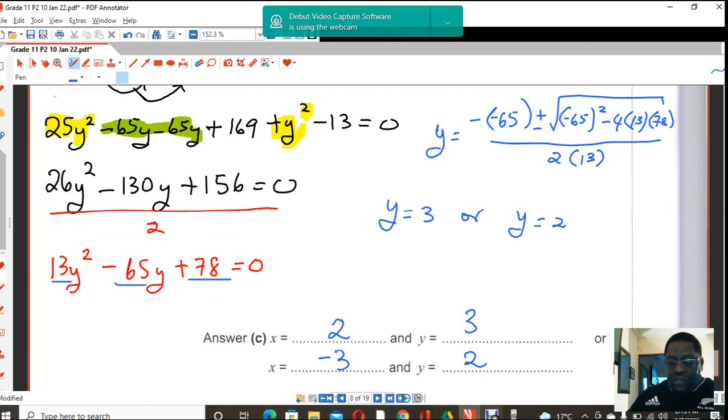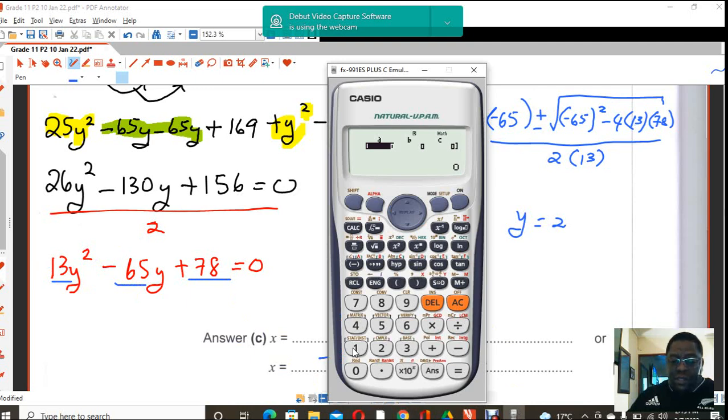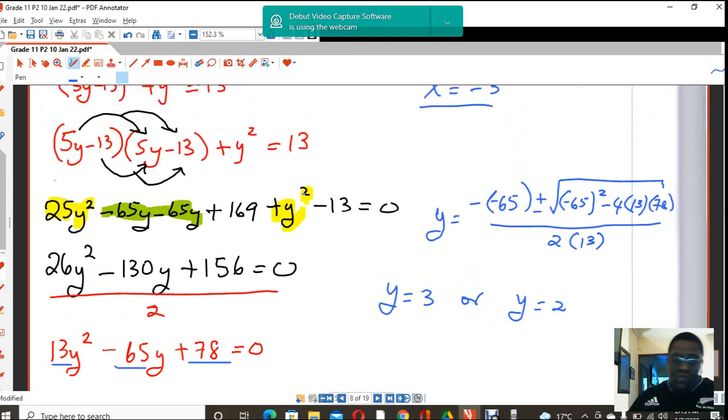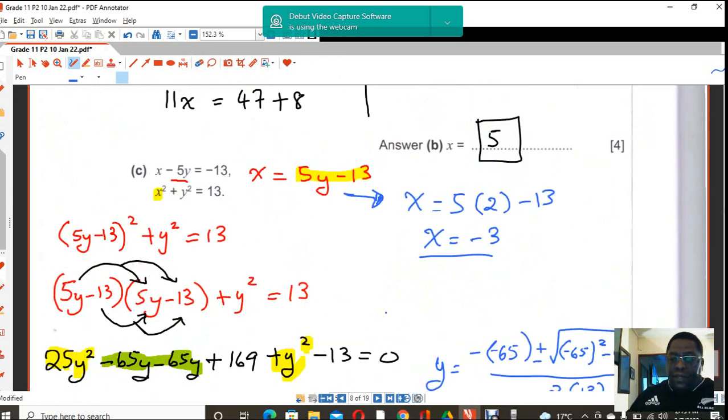Okay, so I'm going to use the calculator, and a is 13 equal to, b is minus 65 equal to, c is 78 equal to, and it's going to give me the two values. They will say one value is 3. Surely y equals 3. Okay, variable doesn't matter. The other one should be 2. So that's how I get it. If you use this calculator, no need to show all of that. But again, please, you are supposed to show all your workings and you cannot look for shortcuts.